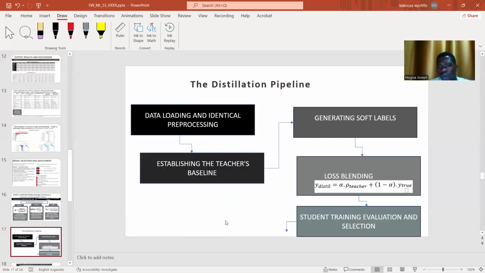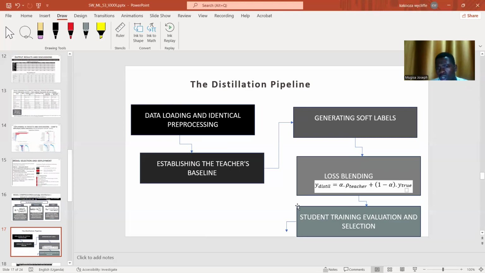And then we carry out loss blending, whereby we stop the student model from just cramming only from the teacher. So let's say we use an alpha of 0.7. That means we are telling the student model to get 70% of its knowledge from the teacher, and the other 30% it should learn from the actual ground truth.